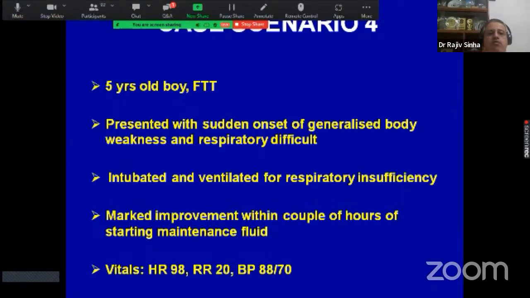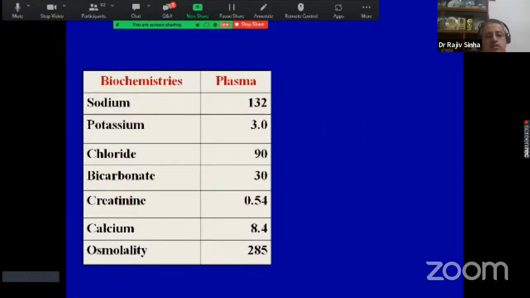Now we change gear, and we move on to another case of a 5-year-old boy with a celiac tooth stripe, presenting with sudden onset of generalized body weakness and respiratory difficulty, needed intubation and ventilation, but then showed a remarkable improvement within a couple of hours of starting maintenance fluids. Now this happened 2-3 times in his life over say a year or two, and then the physician thought that no, this child needs further evaluation. And this was the initial evaluation with initial biochemistry when the child was evaluated.